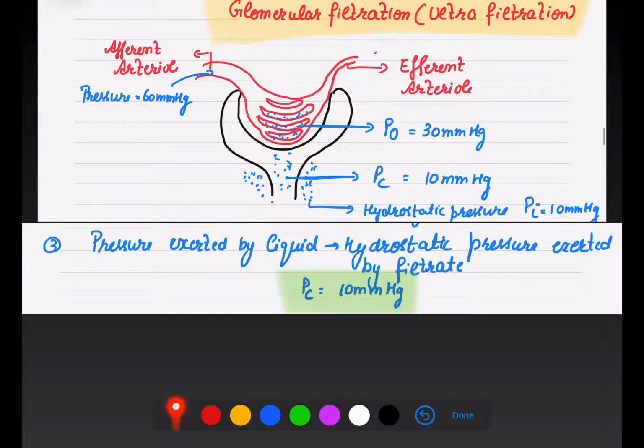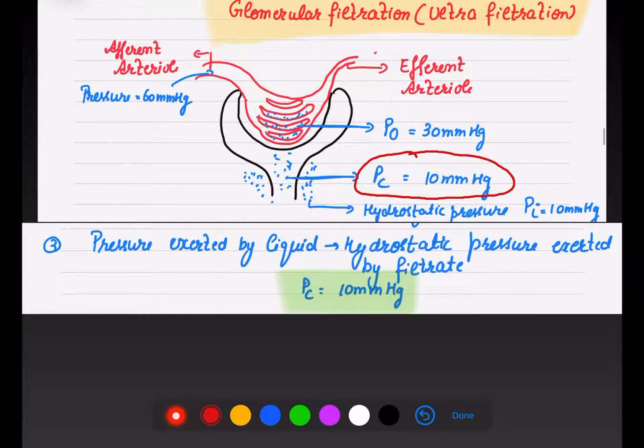Now there is a second pressure in this renal corpuscle, put up by the liquid, that is by the filtrate, because here the blood coming from our whole body is being filtered, right? And the filtrate moves into the lumen. So this filtrate will also put some pressure. This is again hydrostatic pressure, put up by the liquid. That pressure is denoted by PC, right?